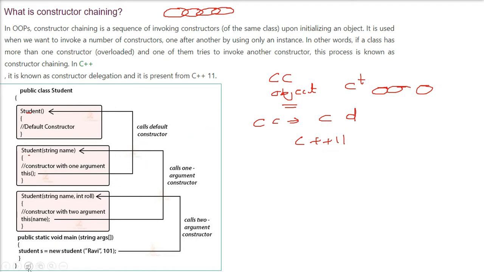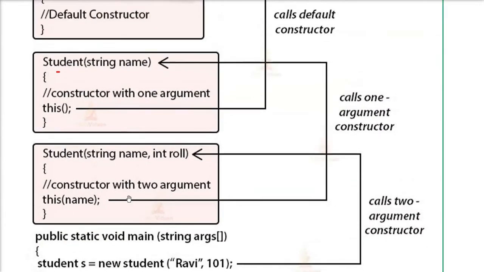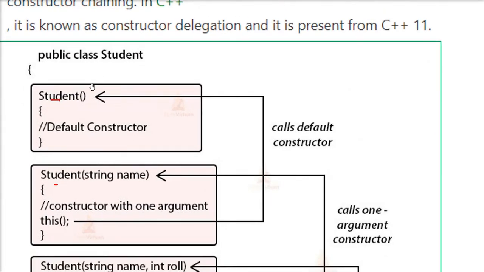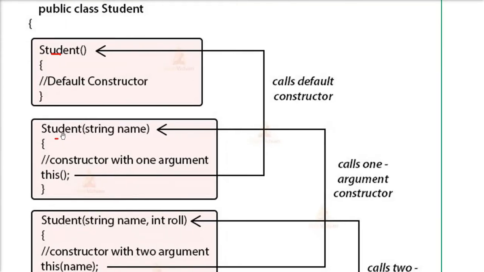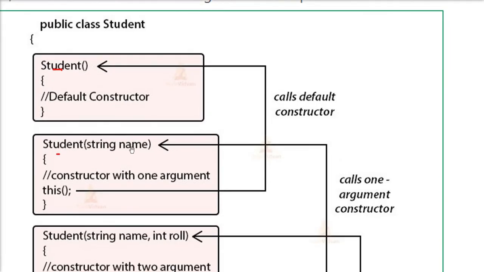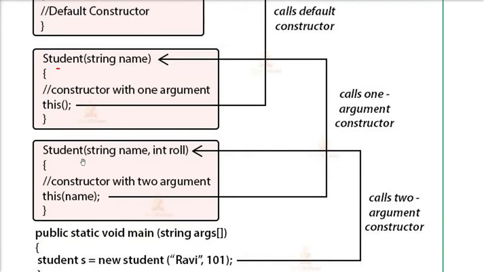Okay, take an example. Here we have a class called Student, and we have three constructors here. You can just recall that the name of the constructor and the class will be the same. This is a default constructor, nothing is given here. Now we have a constructor which takes an input which is a string, and we have this call here. Now we have another constructor which has one string and one integer. Again we have this call here.